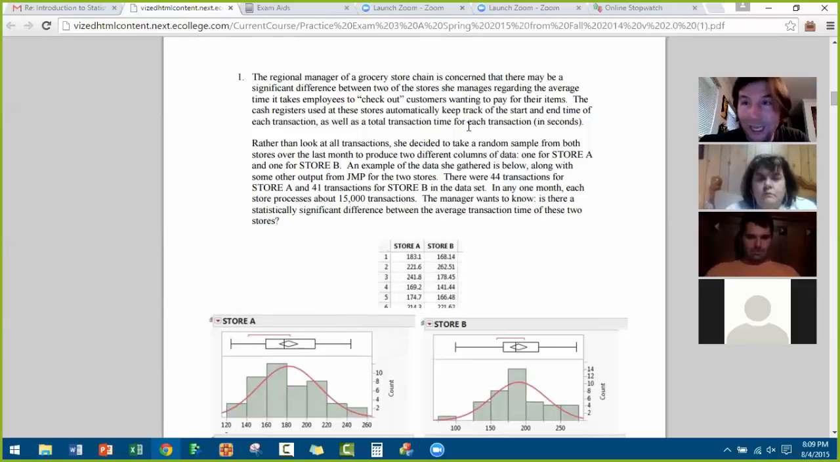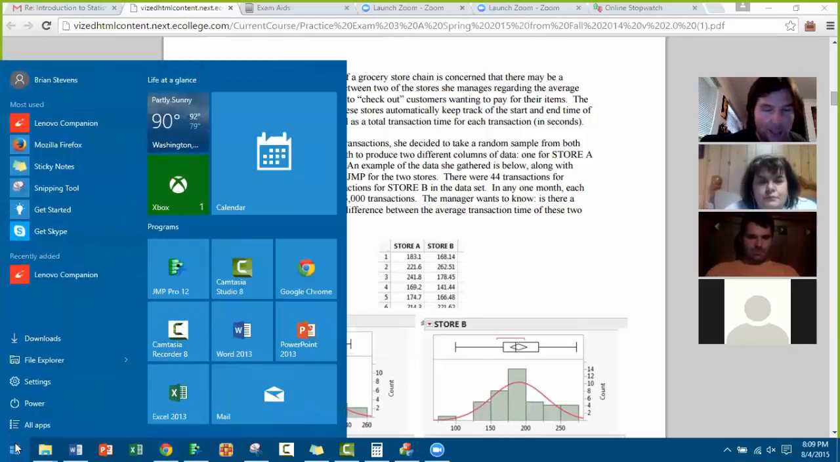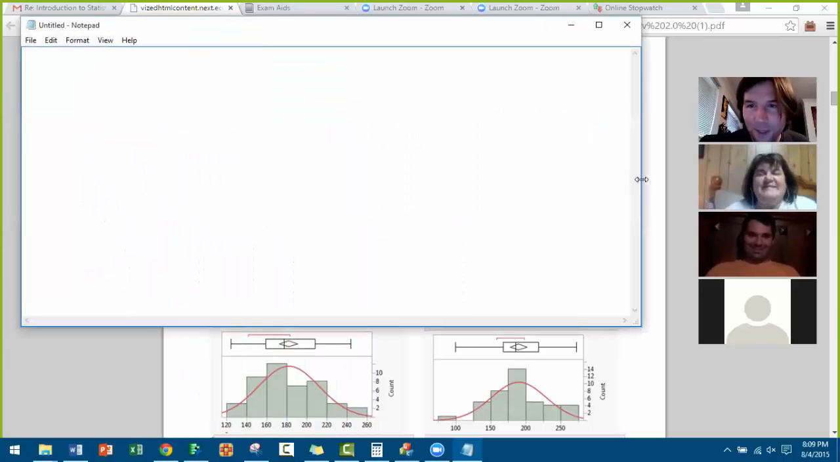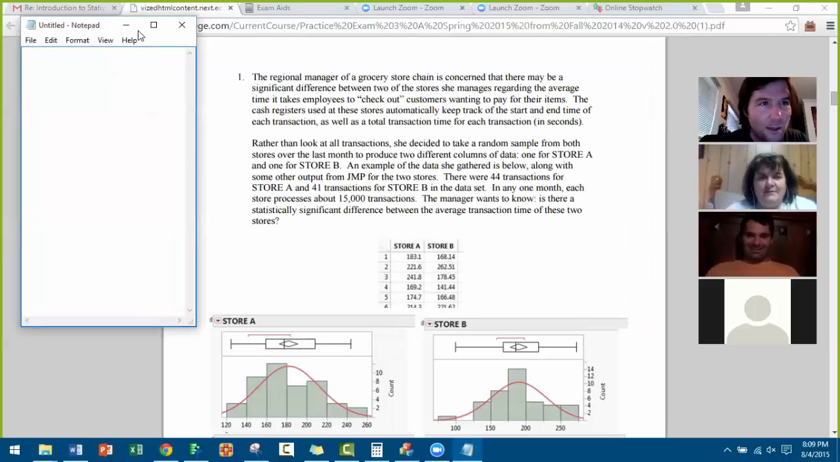Important to note the notation as we go through. Let's open up a little notepad on the side. We're rocking some Windows 10 right now. My computer actually went crazy on me, and I had to get Windows 10. It's pretty nice. I'm liking it.